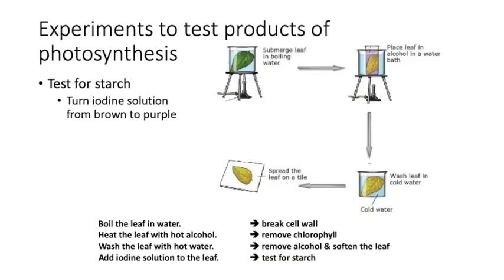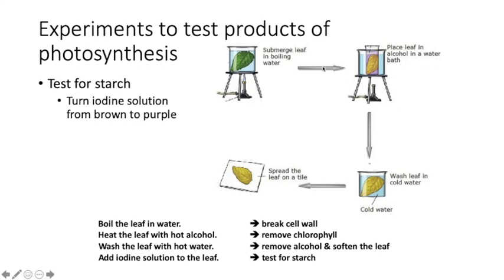And we also have experiments to test different products of photosynthesis, like testing for starch. Starch can turn iodine solution from brown to purple. It must be iodine solution rather than just iodine. This process has 4 steps: boil the leaf in water, heat the leaf in hot alcohol, wash the leaf, and then add the iodine solution.